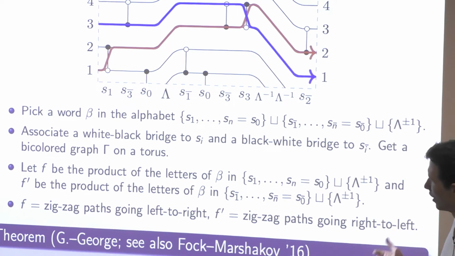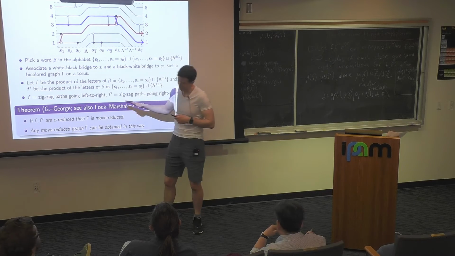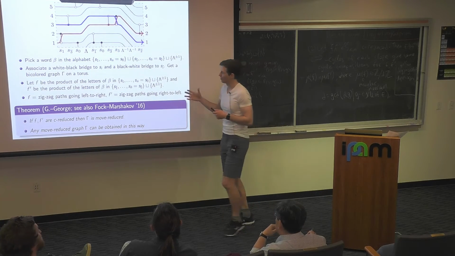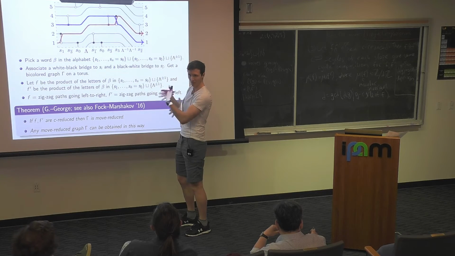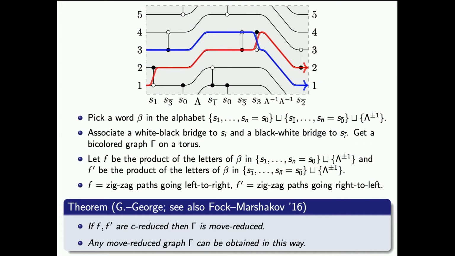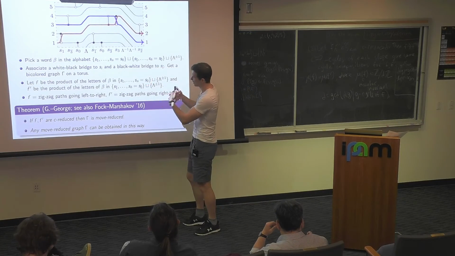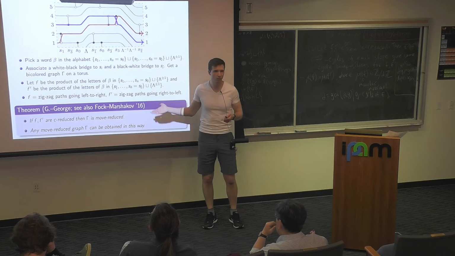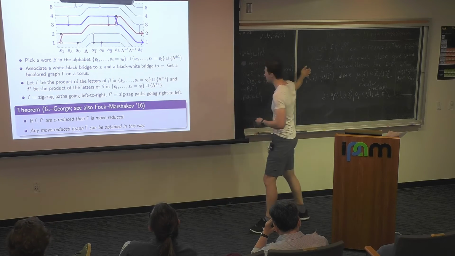And so a theorem which we proved, this idea kind of appears in Fock and Marshakov, but they just assume that your graph is of this form. But we proved that if you give me any move-reduced graph on the torus, then after some moves I can put it in this form. That part involves a lot of work and is not really in the literature. So basically, the study of move-reduced graphs boils down to the study of pairs of independent affine permutations which are C-reduced. That's how the theorem reduces to the theorem here.